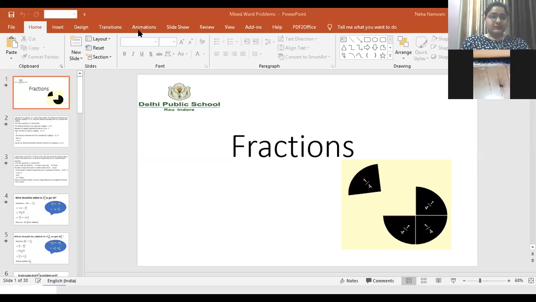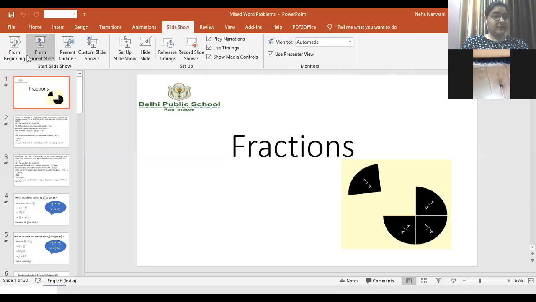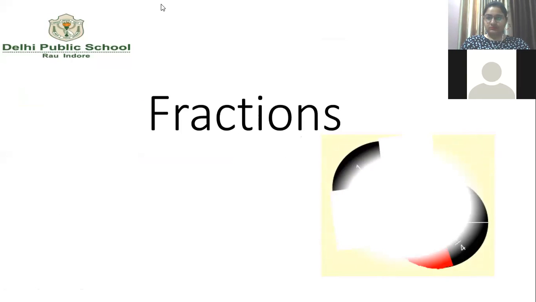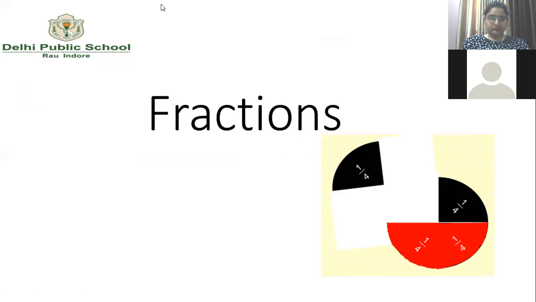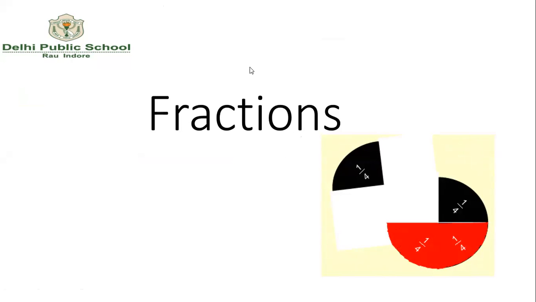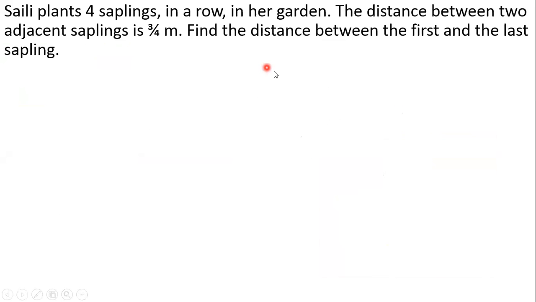Okay, children. So fractions we are doing, we'll quickly start with the question that we had left the other day, that is on Saturday. Remember what was the question? The question was: Sally plants 4 saplings in a row in her garden. The distance between two adjacent saplings is 3 by 4 meters. Find the distance between the first and the last sapling.